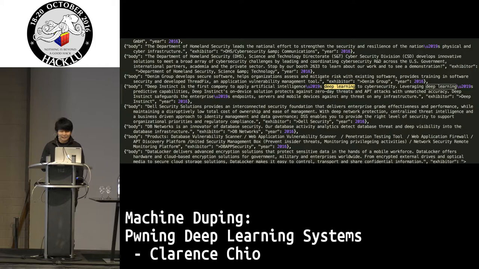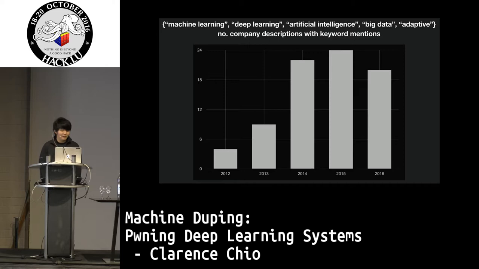So over the years, you can see the number of instances that companies have claimed to do machine learning in security. I think it's pretty interesting. From 2012 to 2015, there was pretty much a 6x increase. And 2016 it's a bit lower, maybe because people realize that it's not that easy.